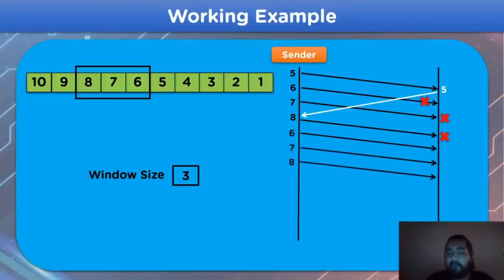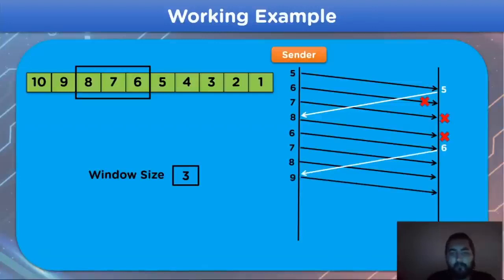On retransmission, frame number 6 will get acknowledged by the receiver side, and we can share frame number 9 from the sender to the receiver side. And the sliding window will shift from sequence number 6, 7 and 8 to 7, 8 and 9.